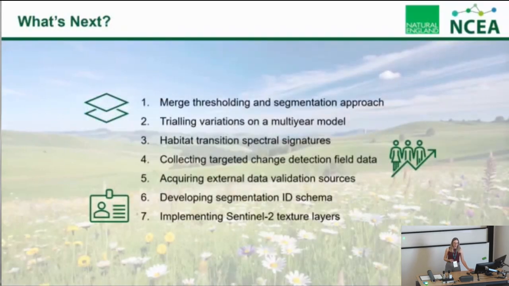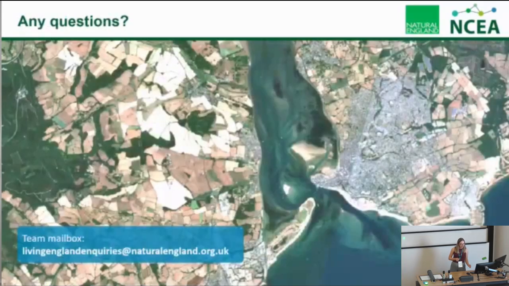So what's next? We've got a lot of exciting things on the horizon. We're currently merging the thresholding and segmentation approaches, trialling more variations on the multi-year model, expanding our habitat transition spectral signatures, looking at collecting more change detection field data and acquiring external data sources, and developing a segmentation ID schema, and finally implementing Sentinel-2 texture layers. Thank you for listening. I'd like to invite any questions.